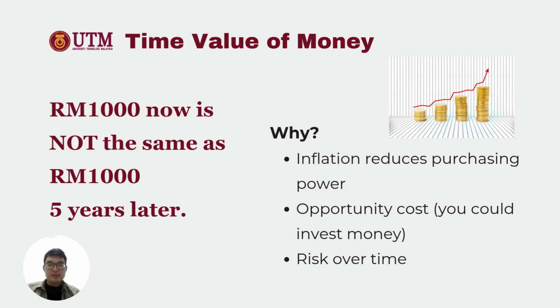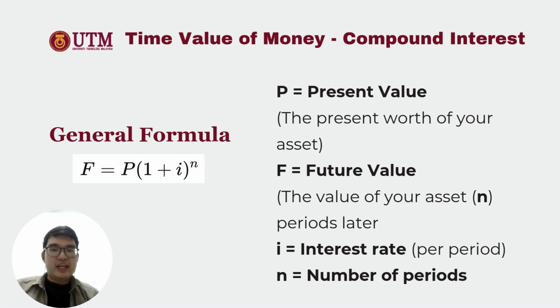So now I'm going to explain the time value of money. 1,000 ringgit now is not the same as 1,000 ringgit 5 years later. Why? Because inflation reduces purchasing power. There's also an opportunity cost that you incur because you could have invested that 1,000 ringgit, as well as the risk over time. To calculate the time value of money, we use the formula for compound interest: F equals P bracketed 1 plus I to the power of n, where P is your present value, F is your future value, I is your interest rate, and n is the number of periods.